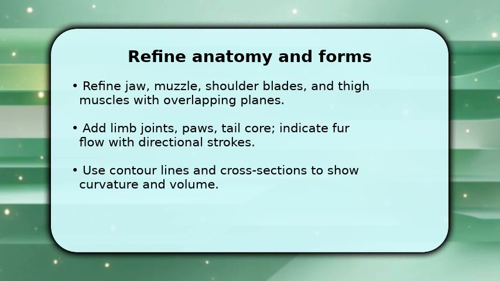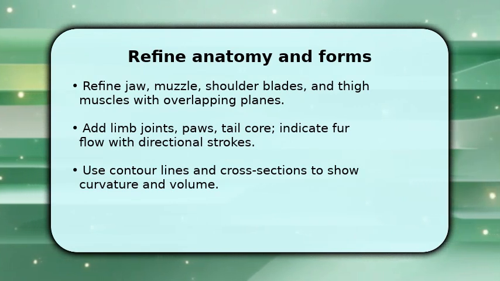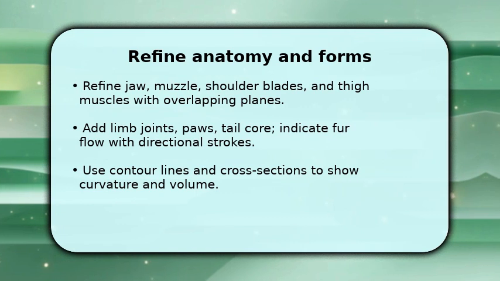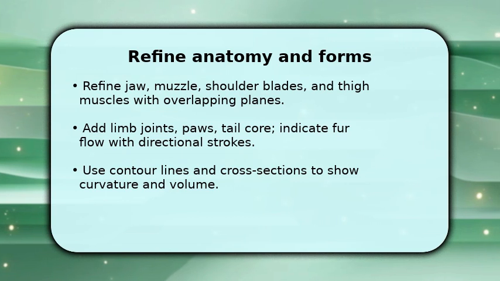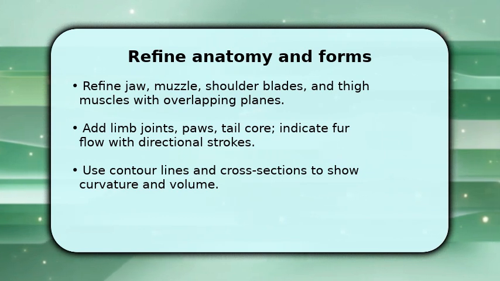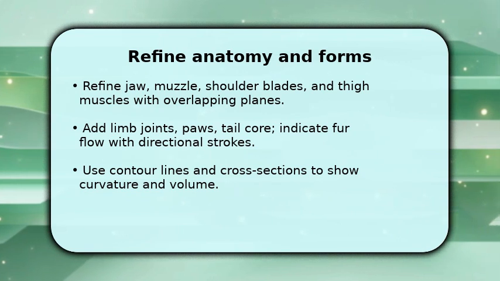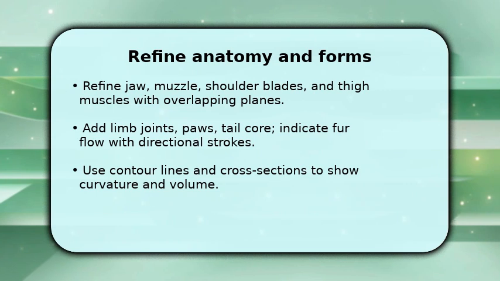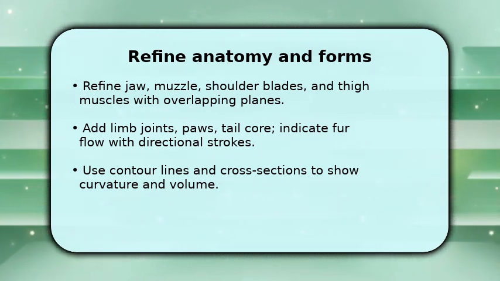Next, refine the anatomy by turning spheres and cylinders into identifiable forms. Carve the jaw and muzzle, define scapulae and pelvic plates, and model thighs with overlapping planes so volumes read in space. As you progress, add limb joints and a tail core, then lay in directional fur strokes to reinforce surface flow. Use contour lines and cross-sections to describe curvature. These guide highlights and shadow placement and explain why a stripe bends around a muscle rather than across it.